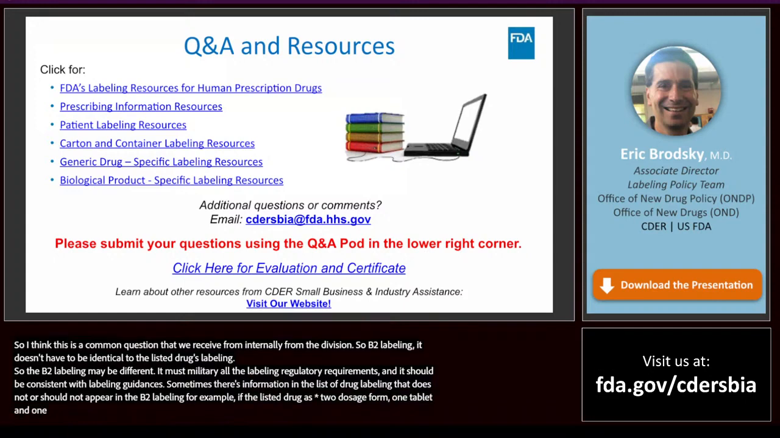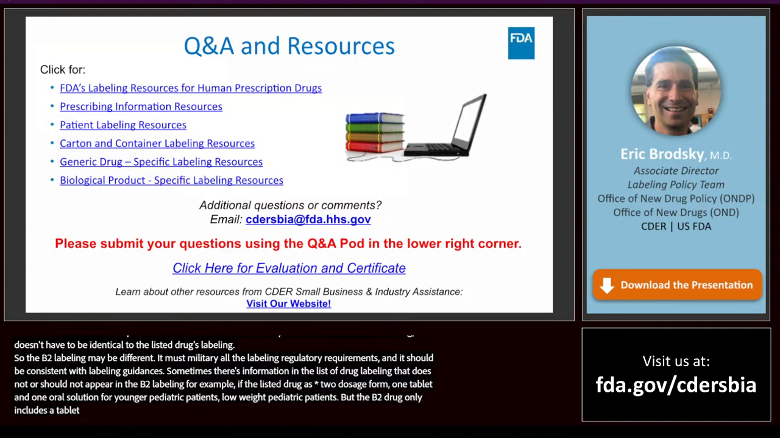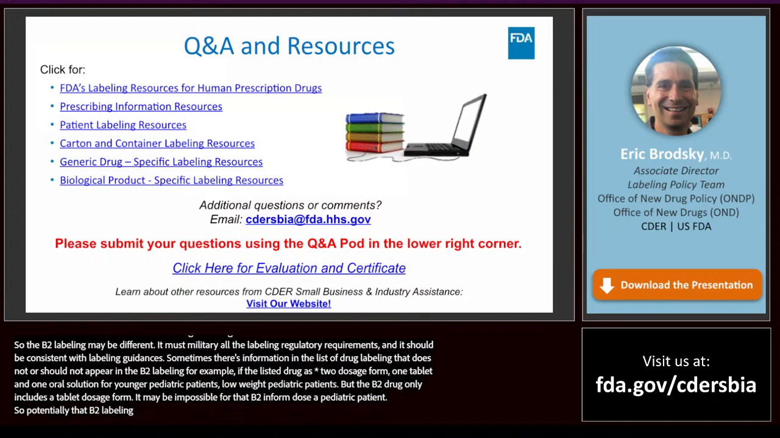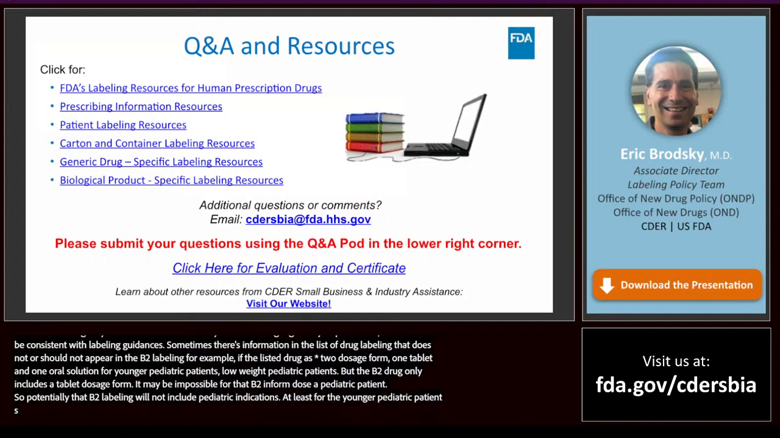for younger, low weight pediatric patients, but the B2 drug only includes a tablet dosage form, it may be impossible for that B2 to dose a pediatric patient. So potentially that B2 labeling will not include pediatric indications, at least for the younger pediatric patients, because you can't dose those patients with only the tablets for the B2 drug.